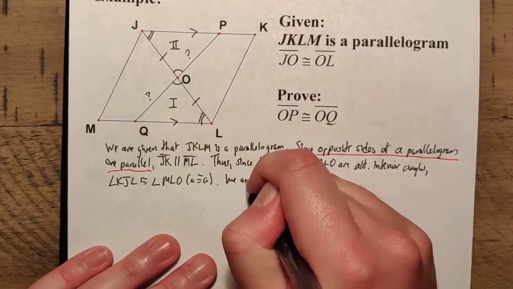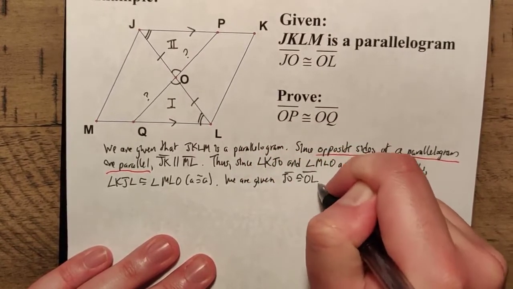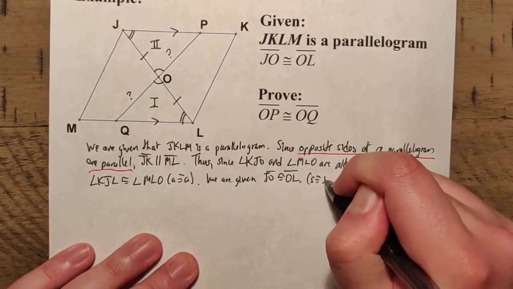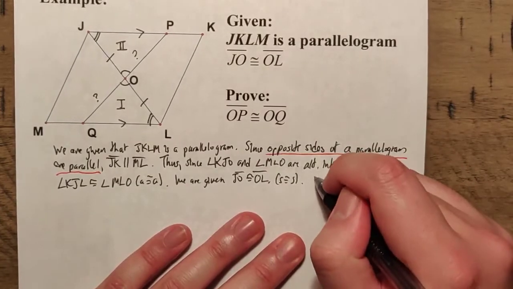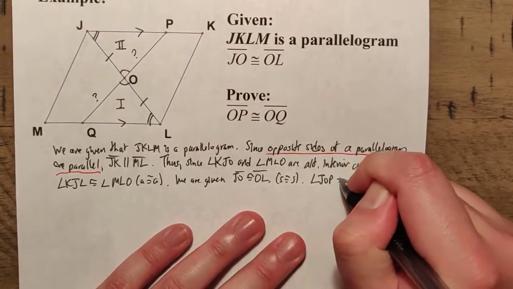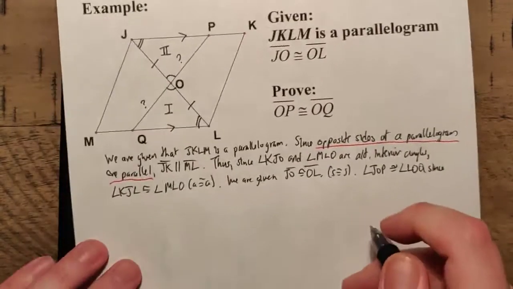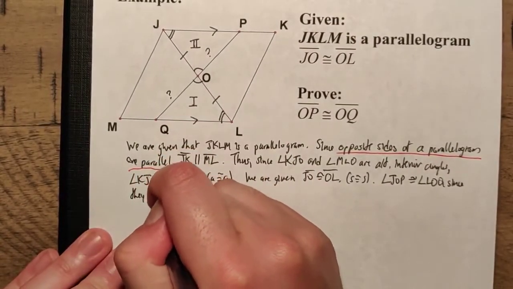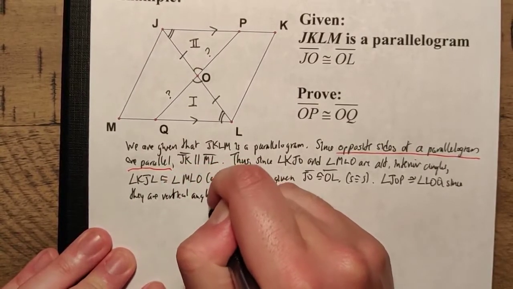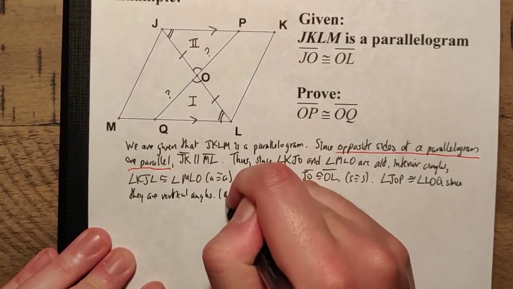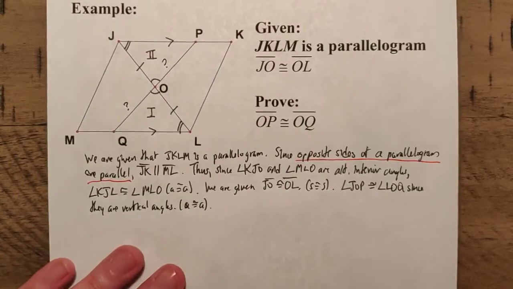We are given JO is congruent to OL. And now we have our vertical angles, so we're going to go ahead and mention them. Angle JOP is congruent to angle LOQ since they are vertical angles. And that's another pair, that's an angle there. So now we have angle side angle. We can go ahead and put this together.